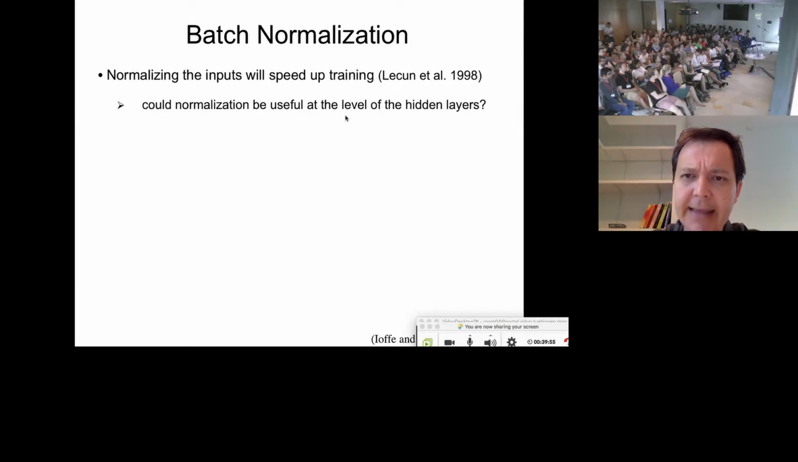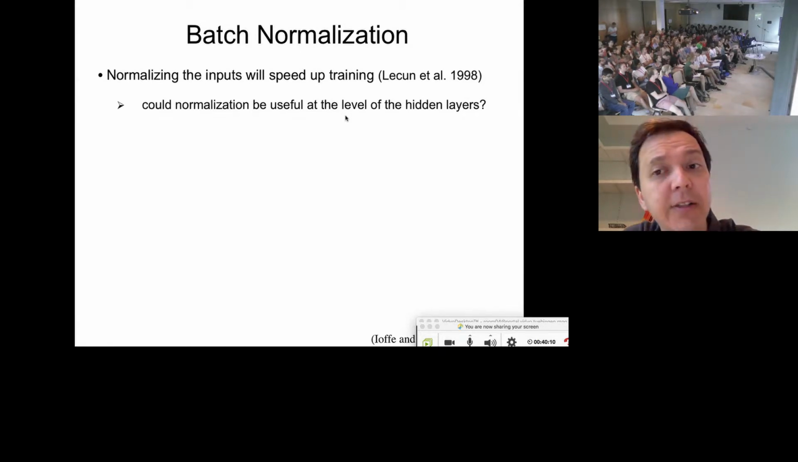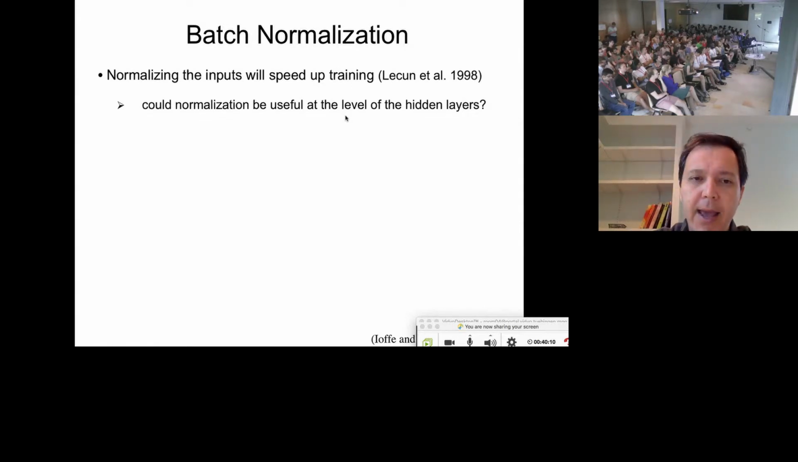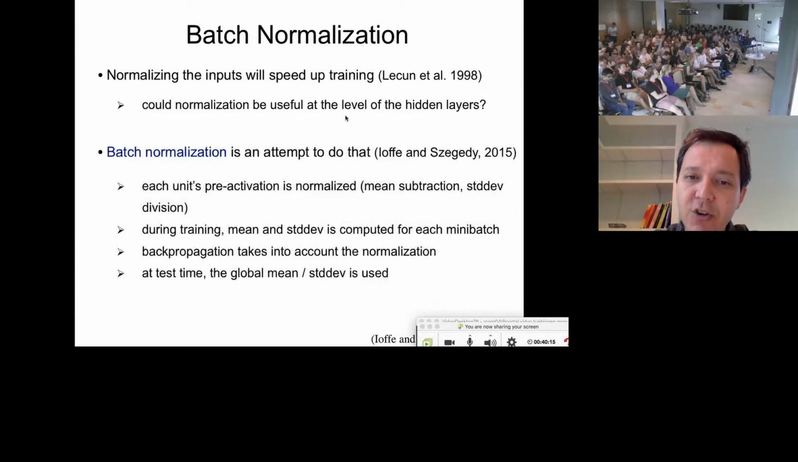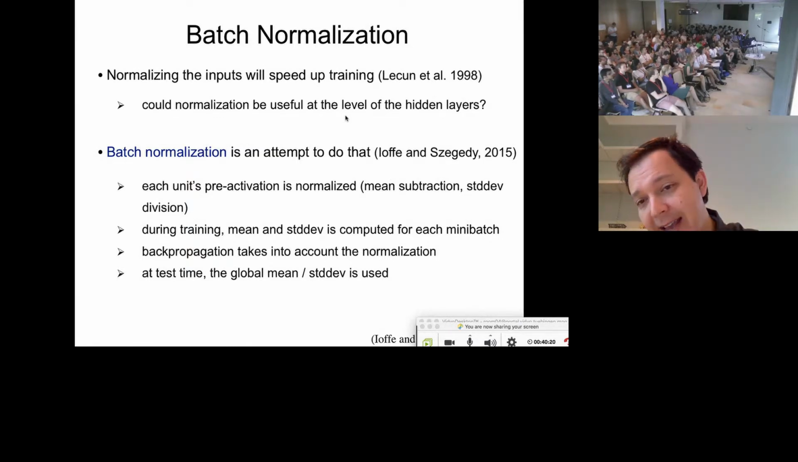Back in 1998, LeCun et al. showed that normalizing the inputs can speed up training, right? And the question that came up is, could normalization be useful at the level of hidden layers? So can we somehow normalize hidden layers as well, not just the inputs? And this was the technique of batch normalization. It's an attempt to do that by Ioffe and Szegedy at Google.